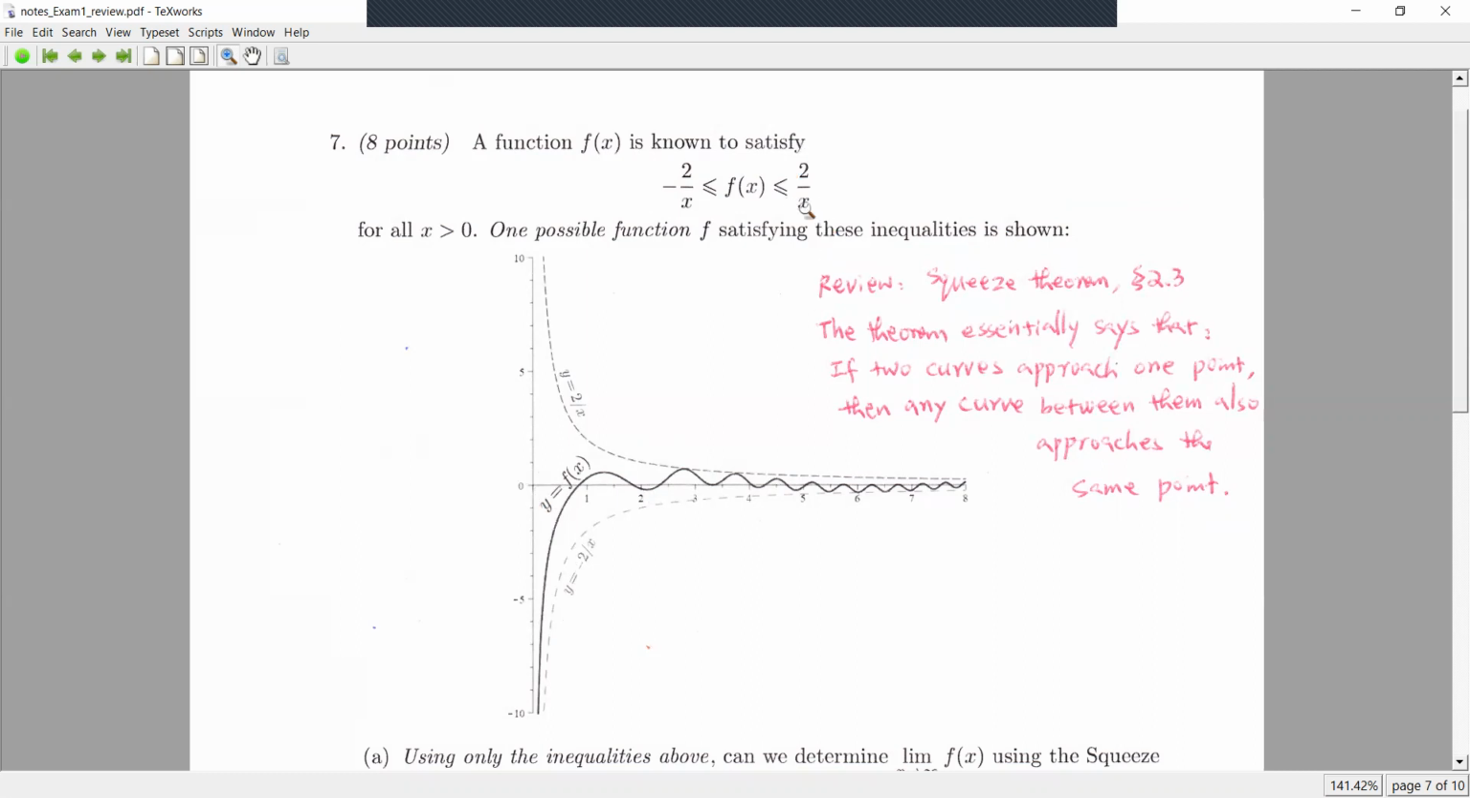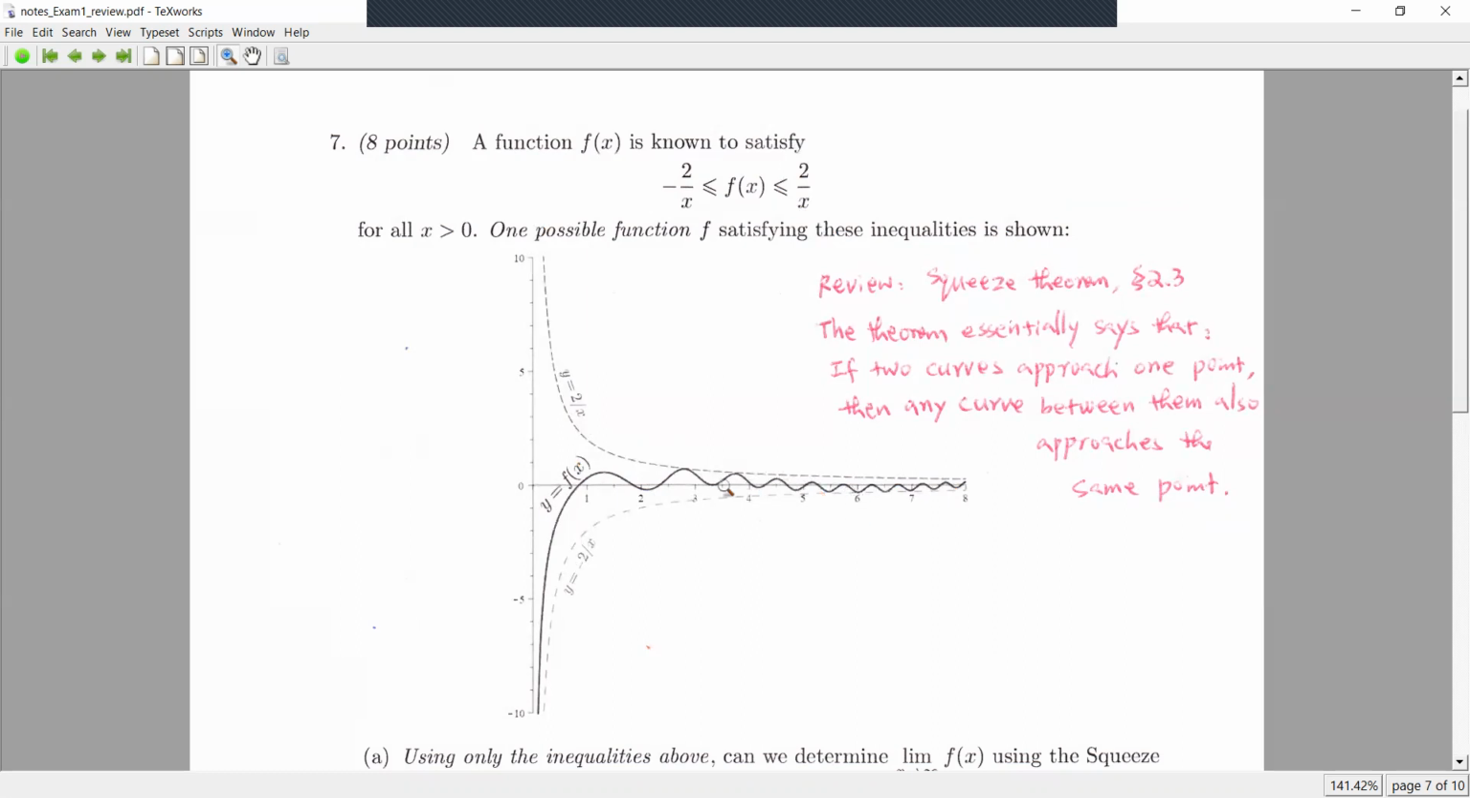The upper function approaches positive infinity. This curve is the graph of the upper function. This curve goes up to positive infinity near the origin.